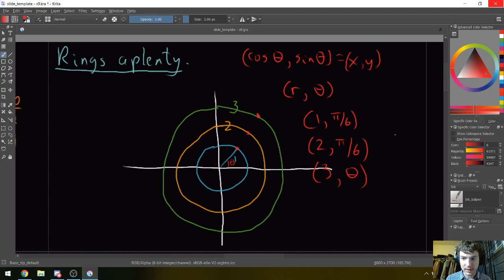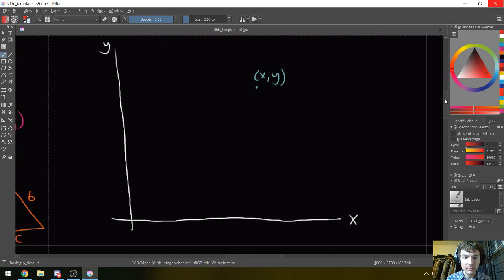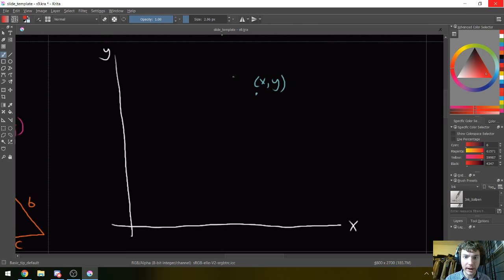So let me just draw it in a slightly different way. Instead of just 3 circles, let's pick any random point in the plane, and I could either pick that point out, describe it to you, by giving you its x and y coordinates, which tell you uniquely how to get there, right?